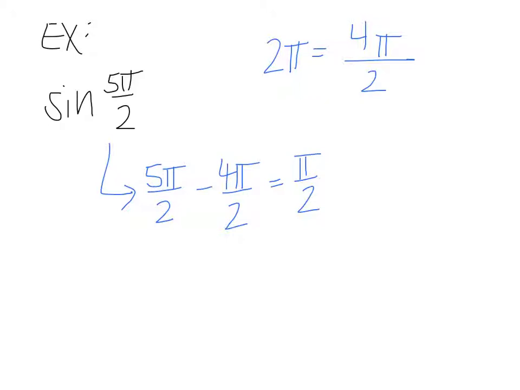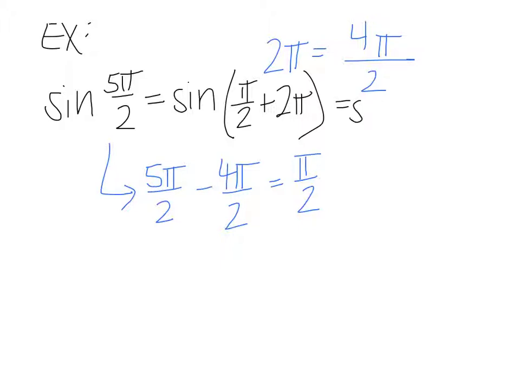So I know the sine of 5 pi over 2 is really equal to the sine of pi over 2 plus 2 pi, 1 revolution. So the sine of 5 pi over 2 is really equal to the sine of just pi over 2. What's the sine of pi over 2? 1.